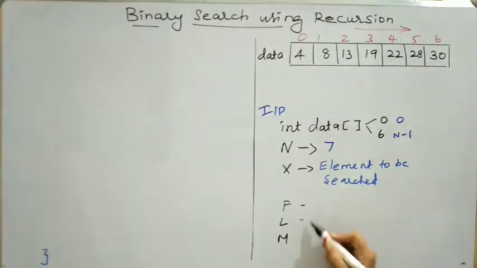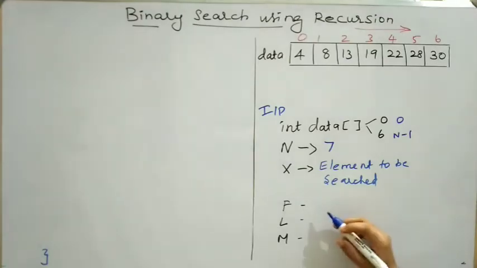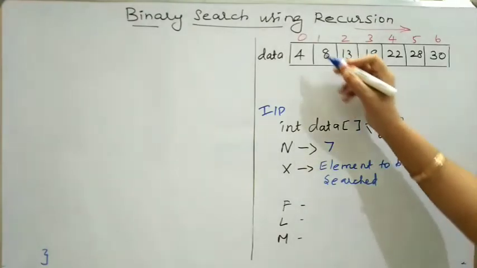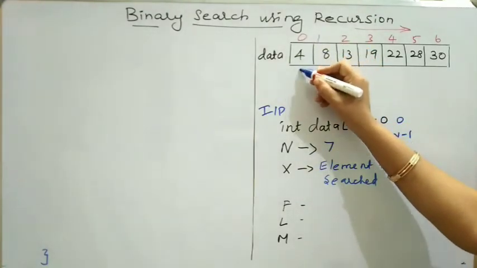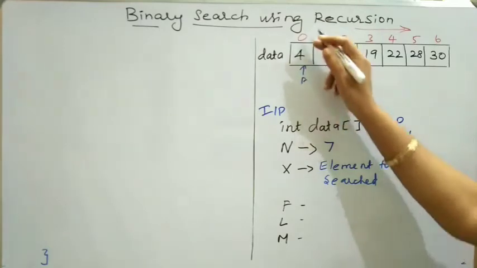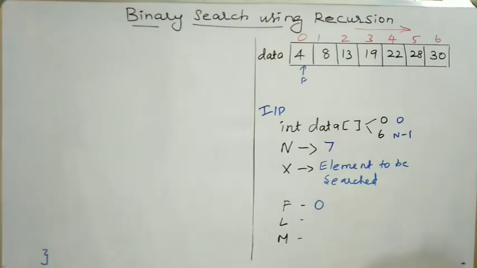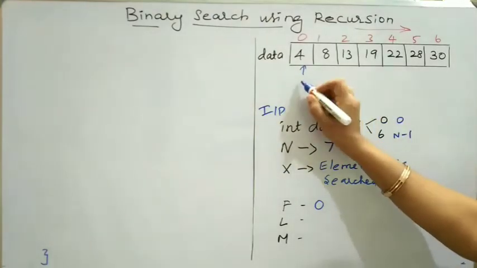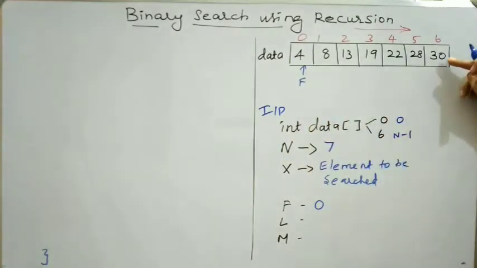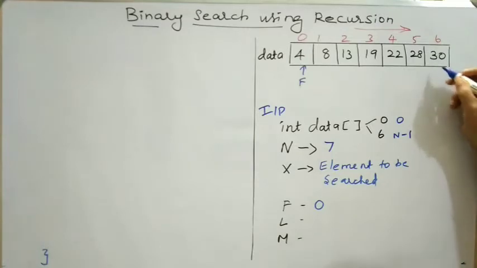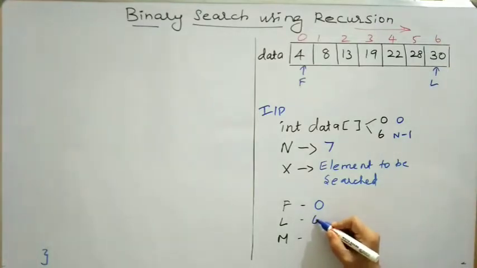So what is the value of f, l and m? f is going to hold the index position of the first element. The index position of the first element 4 is 0. So f is pointing to 0. So 0 is stored in f. l is going to point to the index position of the last element. The index position of the last element is 6. So l is pointing to this 6. So the value of l is 6.